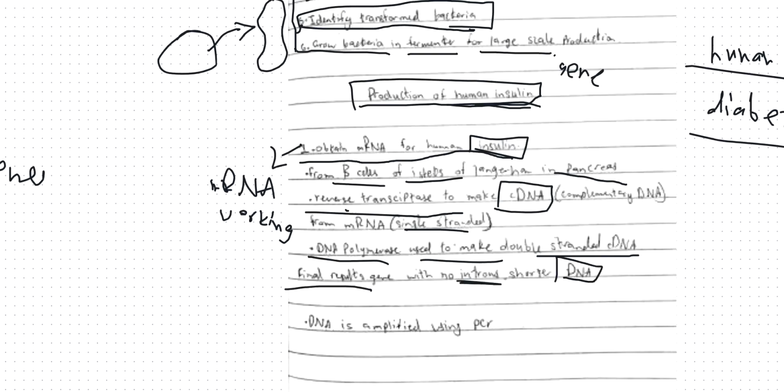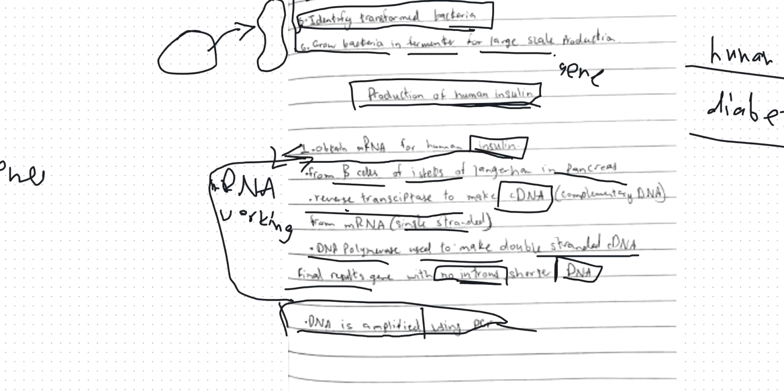We'll learn about introns more, but yeah, for now, the first step is to isolate the mRNA and make enough mRNA or DNA. So DNA is amplified using PCR. This is where the PCR will come into play. You need enough DNA for human insulin to be produced in bacteria. So PCR is used to amplify the DNA. Which DNA? The genes that code for human insulin. So this was step 1.